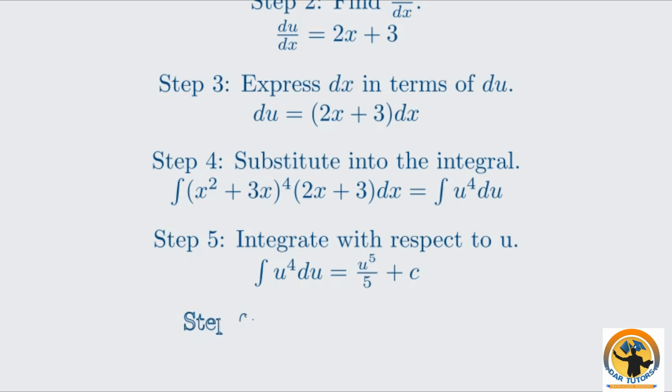Finally, we must substitute back our original expression for u. So the answer is 1/5 times (x squared plus 3x) to the power of 5 plus C.